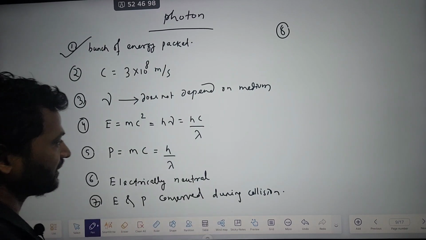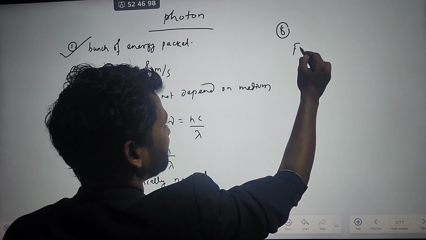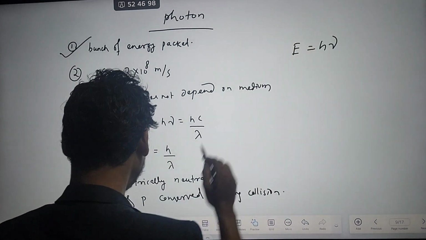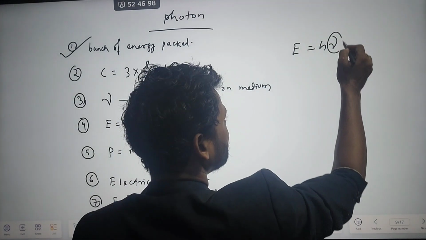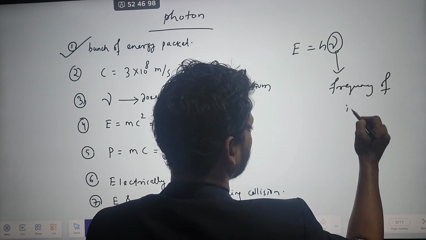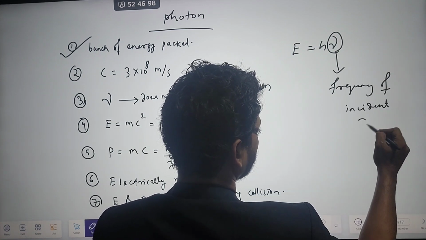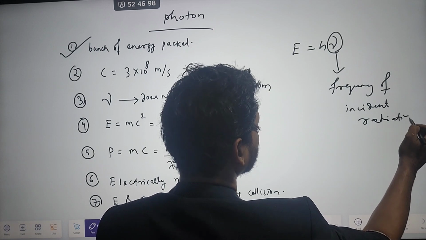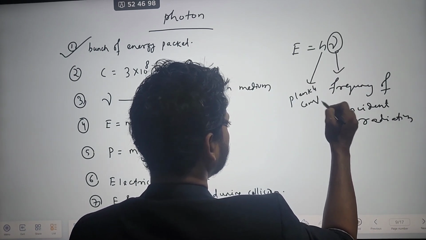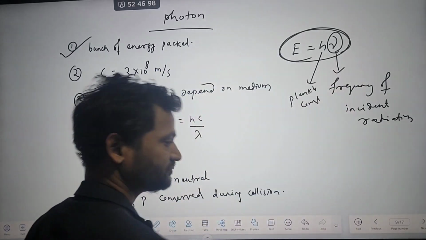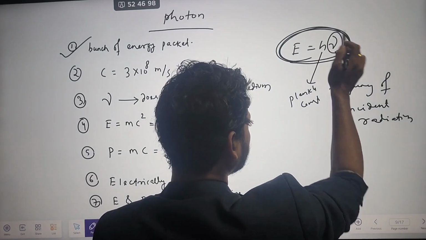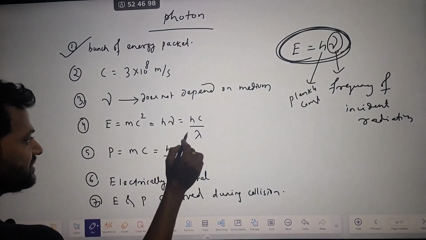Photon is a bunch of energy packet, and the energy carried by the photon is h mu, and here mu is the frequency of incident radiation. And h is Planck's constant. Meaning each photon has energy of h mu, right? Each photon has energy h mu, or you can say hc by lambda.